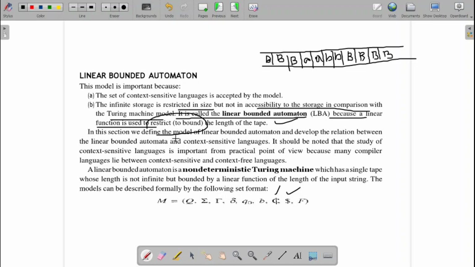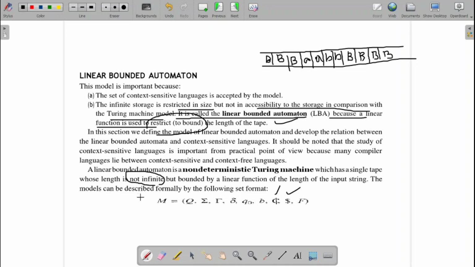Now in this section, we define the model of the linear bounded automata and develop the relation between the linear bounded automata and the context sensitive languages. It should be noted that the study of context sensitive languages is important from a practical point of view because many compiler languages lie between the context sensitive and the context free languages. A linear bounded automaton is a non-deterministic Turing machine which has a single tape whose length is not infinite. So this word you have to remember: it is not infinite, it is bounded. That is a finite length, bounded by a linear function of the length of the input string.